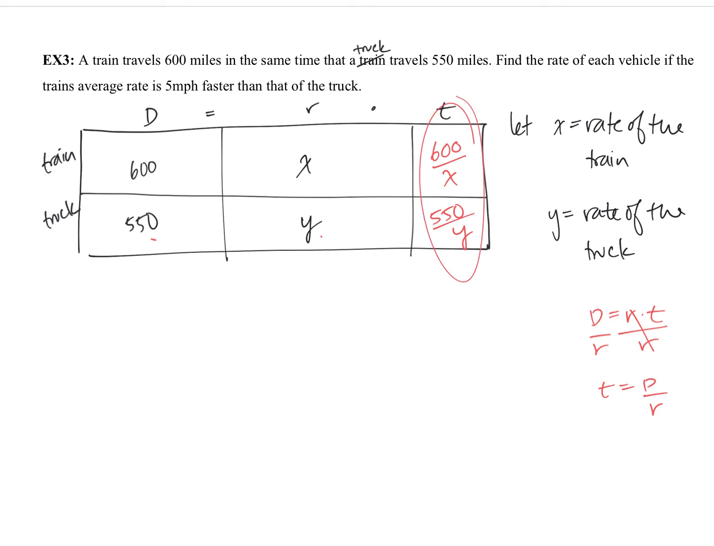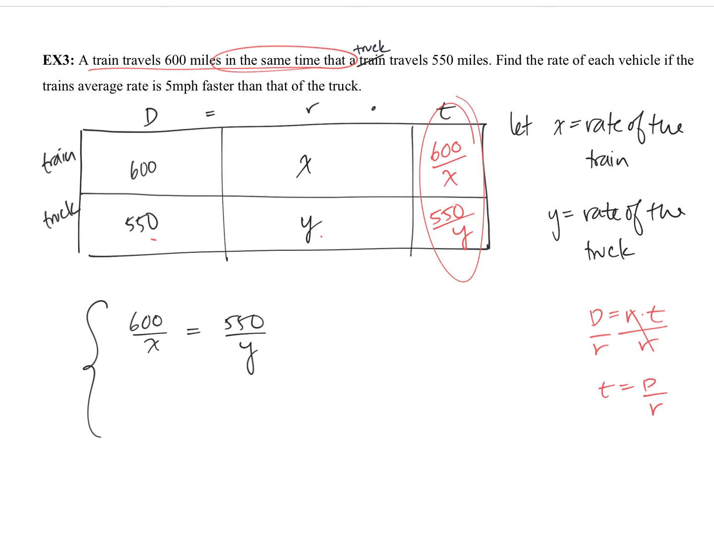And what do we know about the times? Well, they travel the distance in the same time. So the time values should be the same. Let's go ahead and equate them. So 600 divided by x is equal to 550 divided by y. The times are the same. Okay, we've created one equation, but we still need two because we have two variables. Is there anything else that relates these values together?